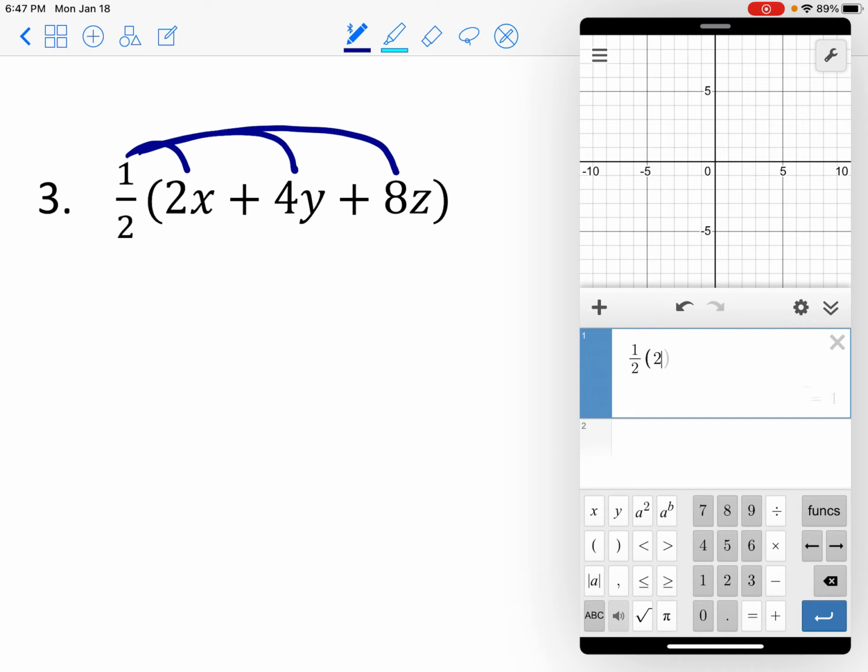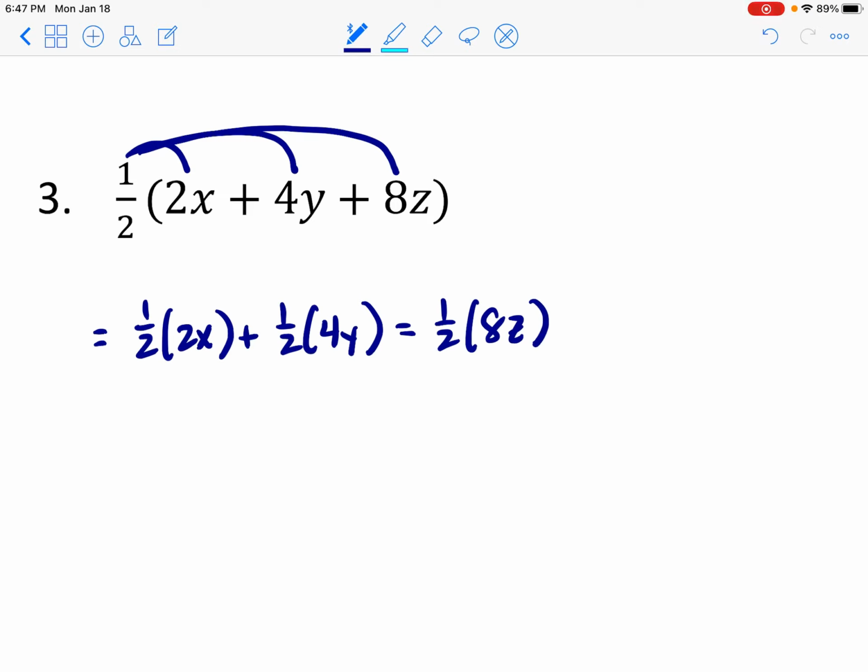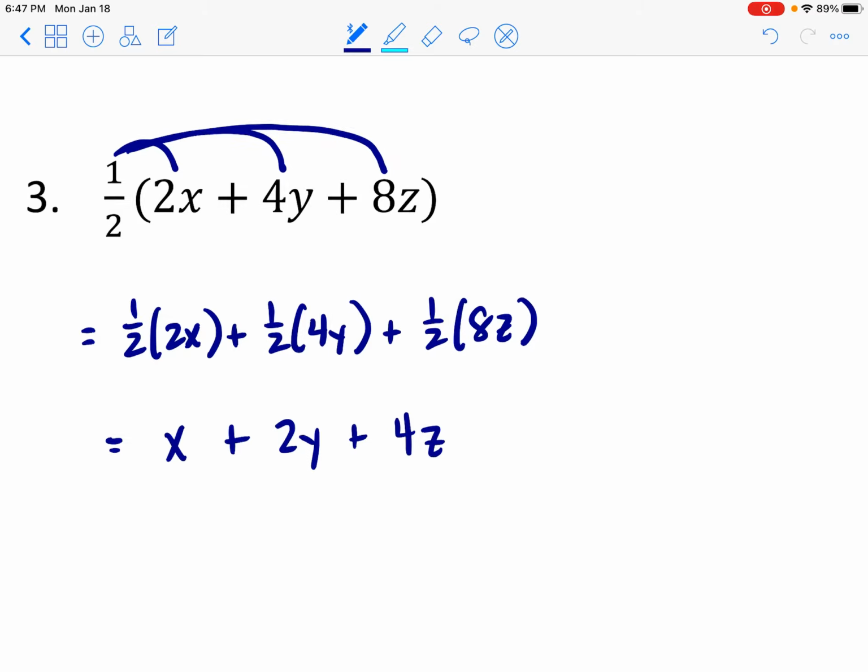And let's see, we're going to multiply by 2. Well, taking half of 2, multiplying by half is just cutting that number in half, so we end up with 1. So this is going to be half times 2x and a half times 4y and a half times 8z. Okay, well, cutting those numbers in half means I'm going to have really 1x and 2y and 4z. I don't know why I'm putting the equals at the end there. I'm so sorry. Okay, so again, 3 equivalent forms there.